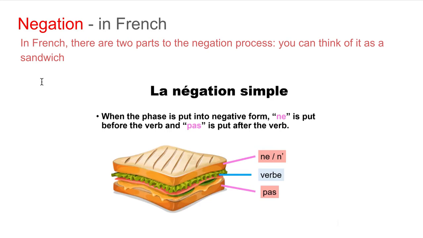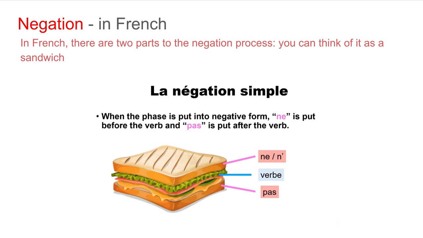In French, we've got two ways of seeing it. First, you could think of it as a little sandwich where you have two components, two words that you put around the verb. It's like the layers when you make a sandwich, and the ne will go before the verb and the pas will go after, a little bit like the bread at the start and the finish of the sandwich.